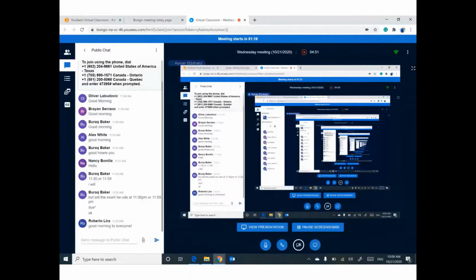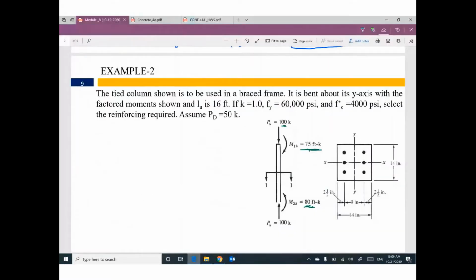Okay. So please go ahead and check. But before checking, M1 is given 75. M2 is given 80. Can you tell me which one is positive, which one is negative? M2 is positive all the time. What about M1? Is it positive or negative? I need to check whether this is single curvature or double curvature. You can figure it out yourself.